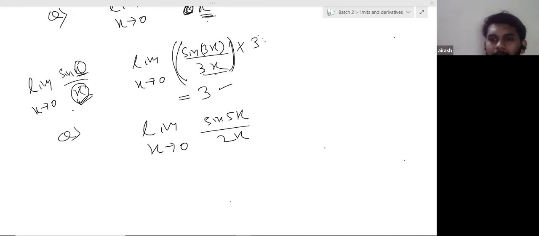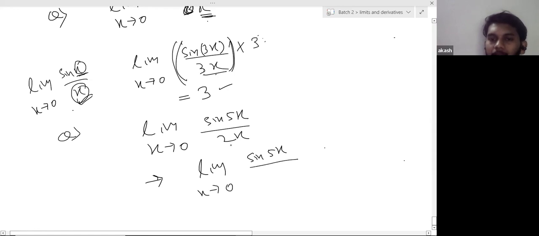Got the answer, Rahman? Mazia, Alvia? See, we can do the same thing here. Limit x tending to 0, we have sin 5x, right? So we need 5x in the denominator, but we have 2x. So I can write this as 1 upon 2 into 5x. Because I multiplied by 5 here, I have to multiply by 1 upon 5 here also, right? So sin 5x upon 5x becomes 1. So the answer becomes 5 by 2. Is it clear?